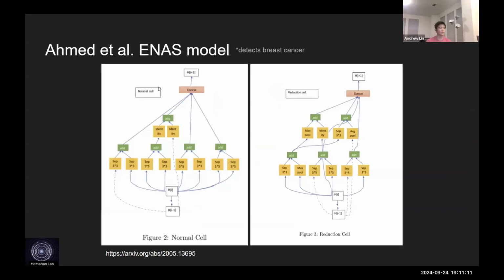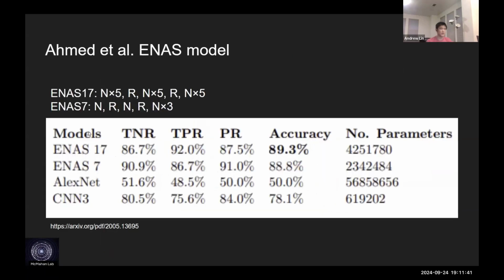All right, the next model was created by Ahmed et al. It also detects breast cancer. Ahmed et al. proposed efficient neural architecture search, ENAS, to detect breast cancer in ultrasound images. ENAS is a reinforcement learning model that creates 2 optimal cells, a normal cell and a reduction cell. The 2 optimized cells are shown here. They then manually put together a CNN architecture using the generated cells, and they created 2 models, ENAS7 and ENAS17, which proved to be more accurate than the AlexNet and CNN3 architectures.